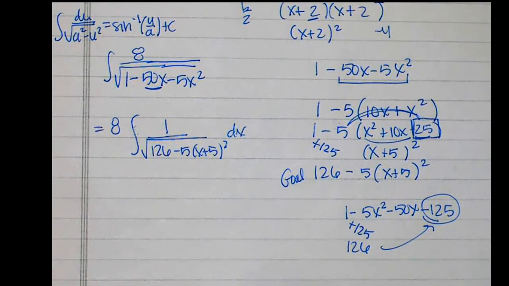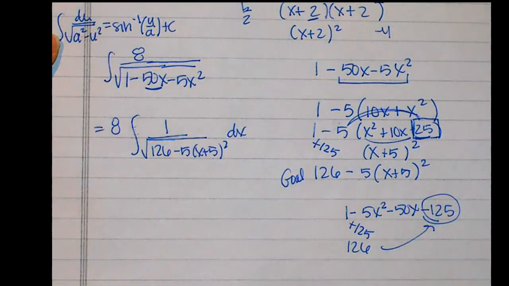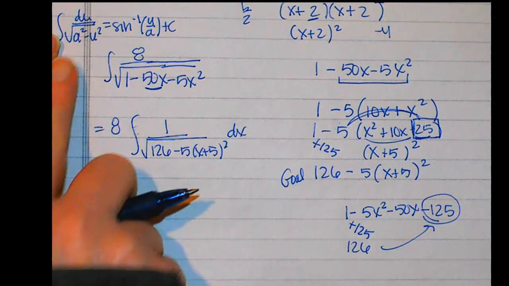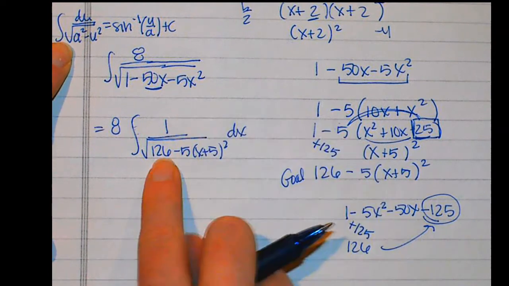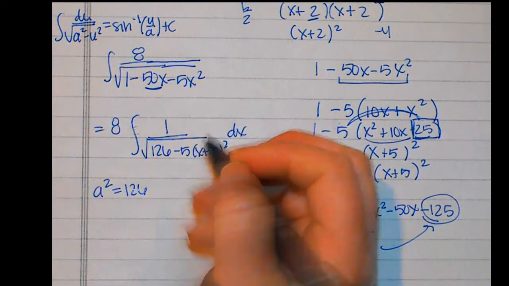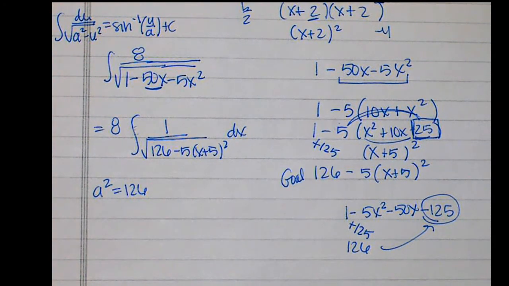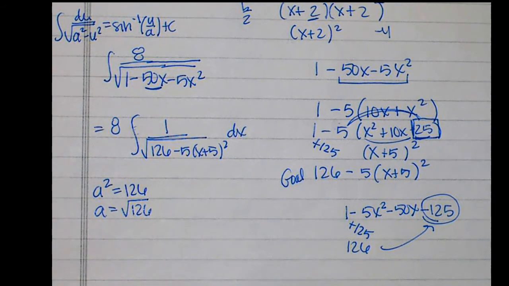And now what I'm trying to do is say, okay, well, if this is the formula for sine, and this is what I have, which one is a in the a squared position? So we write a squared equals 126, and figure out what a is. Exactly, which we just leave it. We don't need to simplify it.